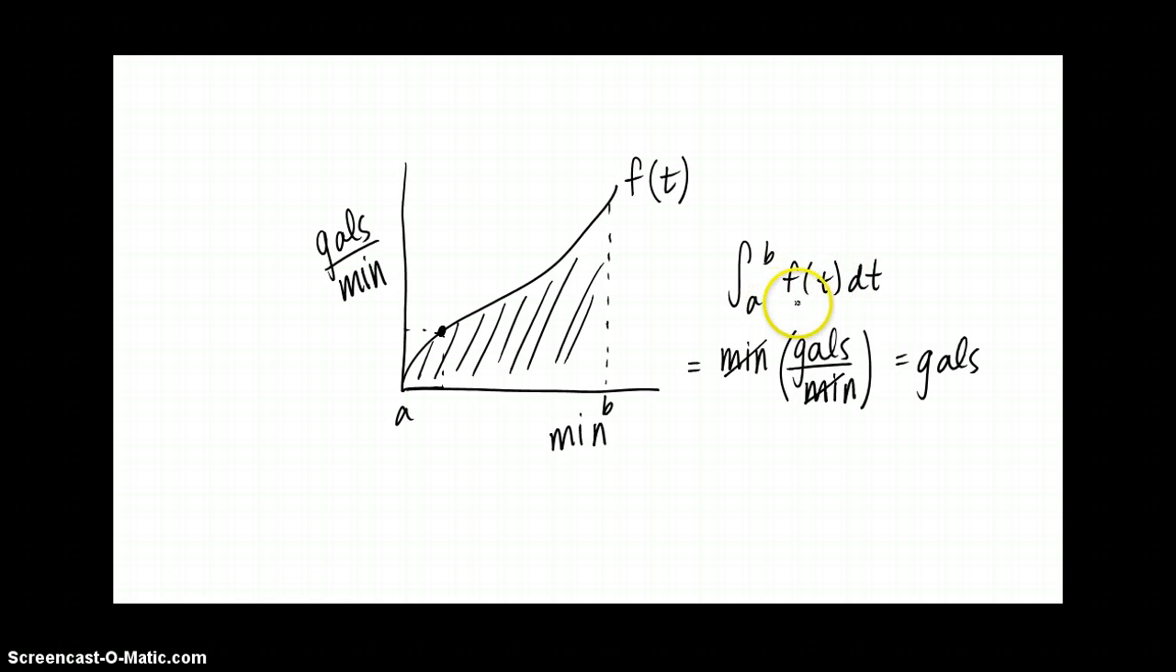Net change. Here's the rate of change of a function. So again, the volume of a barrel is changing in gallons per minute. If I wanted to integrate that function, then my final answer would be gallons. So what would that answer represent? It would be the total change in the volume of the function. And we'll look a lot more at this, okay?